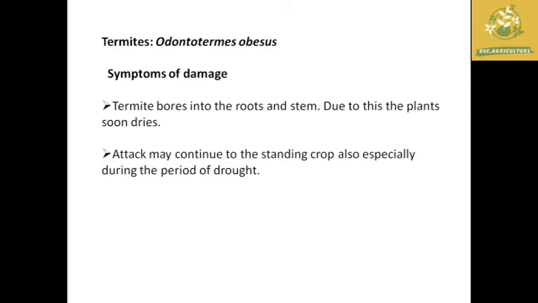And the next one is termites. The scientific name is Odontotermes obesus, and the symptom of damage is that termites bore into the roots and stem, which causes the plant to dry. The attack may continue on the standing crop also, especially during periods of drought. Termites are one of the major problems in wheat.